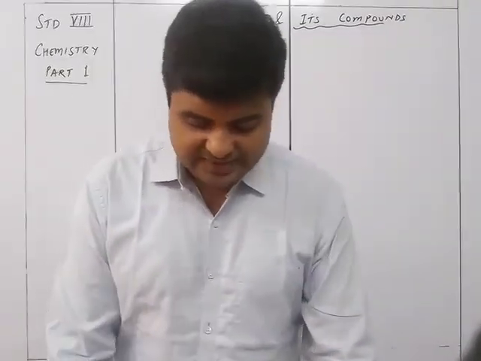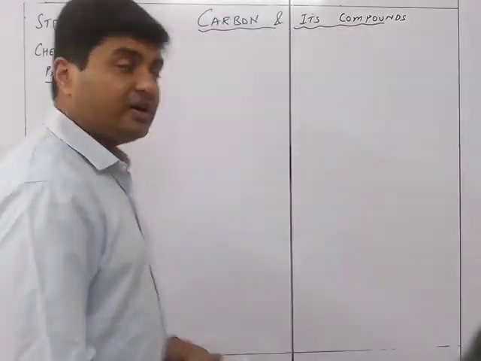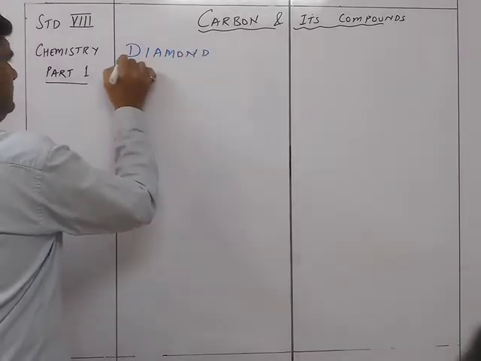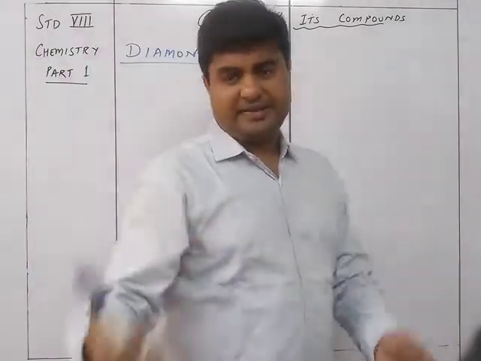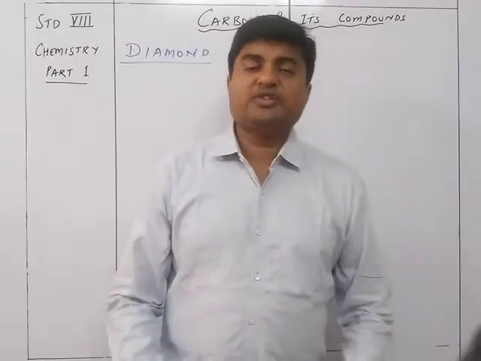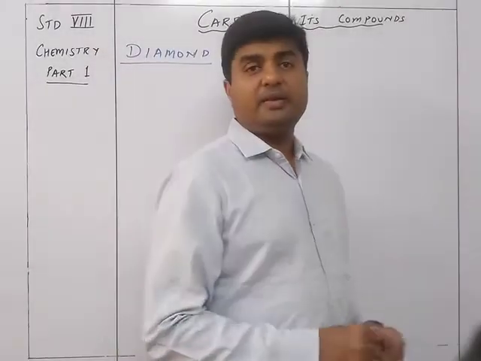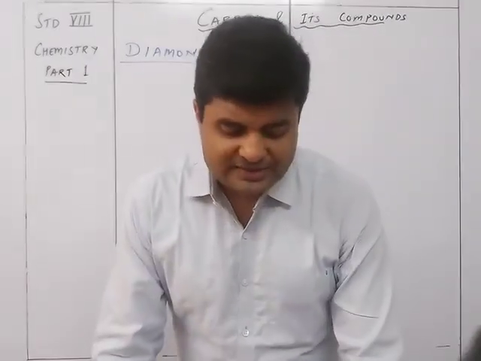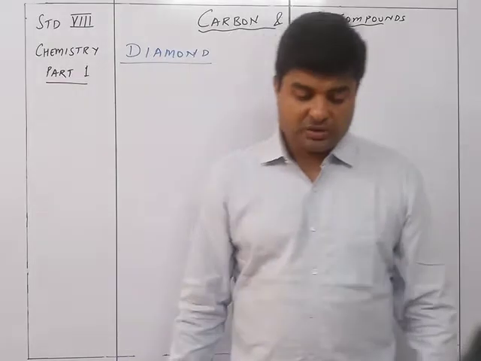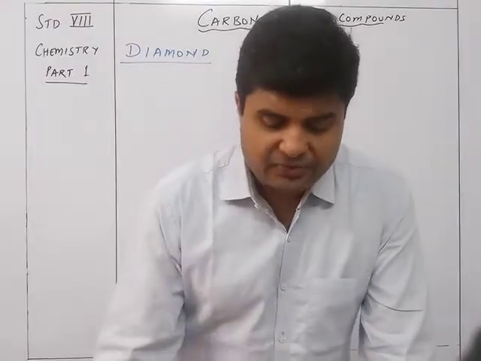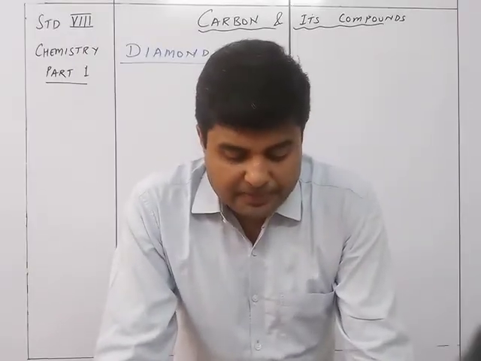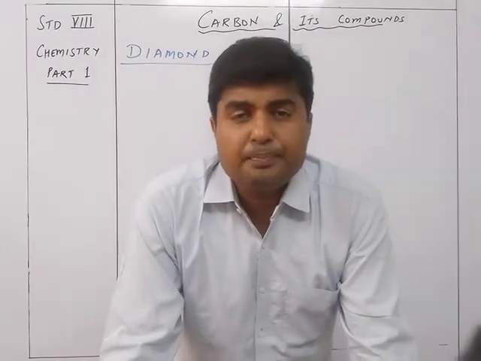So first of all, let's see the first allotrope of carbon, that is diamond. Of course, everybody has seen diamond, so nothing new to you. First of all, occurrence-wise, we know that it is available in the earth's crust as an ore. It occurs naturally embedded in hard rocks found in many parts of the world like Africa and Brazil, and it can also be prepared artificially by subjecting pure carbon to high temperature and pressure.